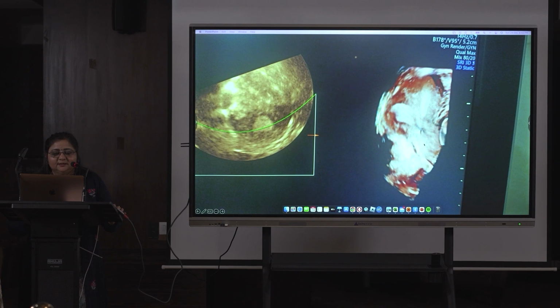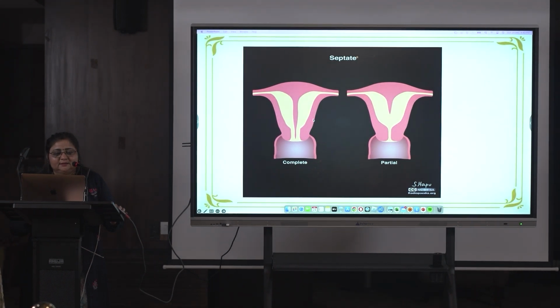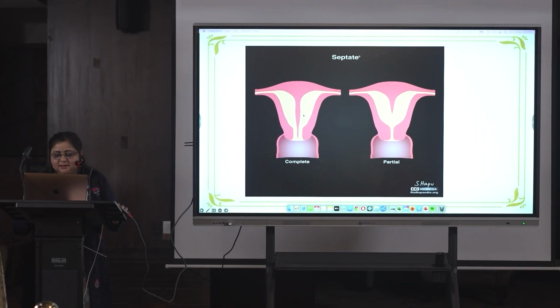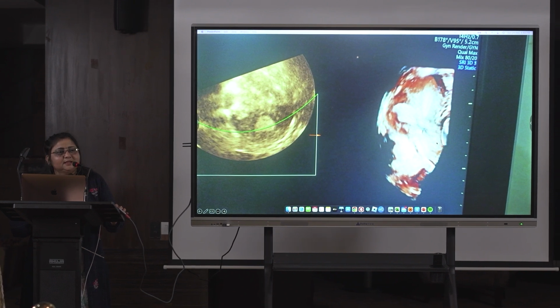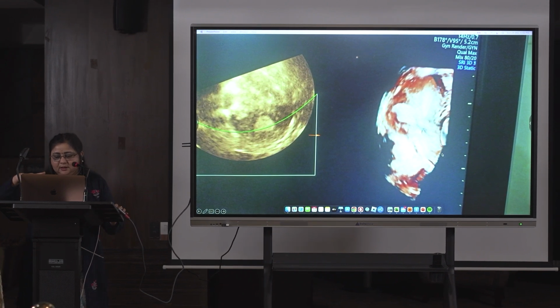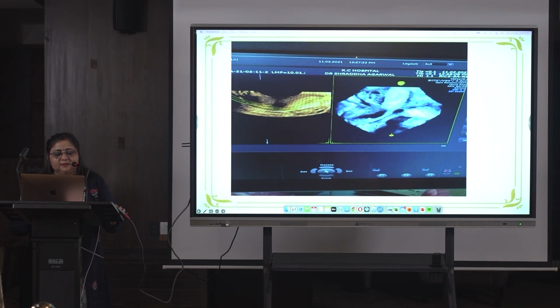You can make out here that the angle between is less than 90 degrees. Again I have shown here septate, partial, and this is complete. In this figure you can nicely make out that this is complete septate, the septum coming up to the cervix. Here also you can see complete septate. It is also looking like it, but in this picture the serosal fundus is not clear, so I cannot comment.